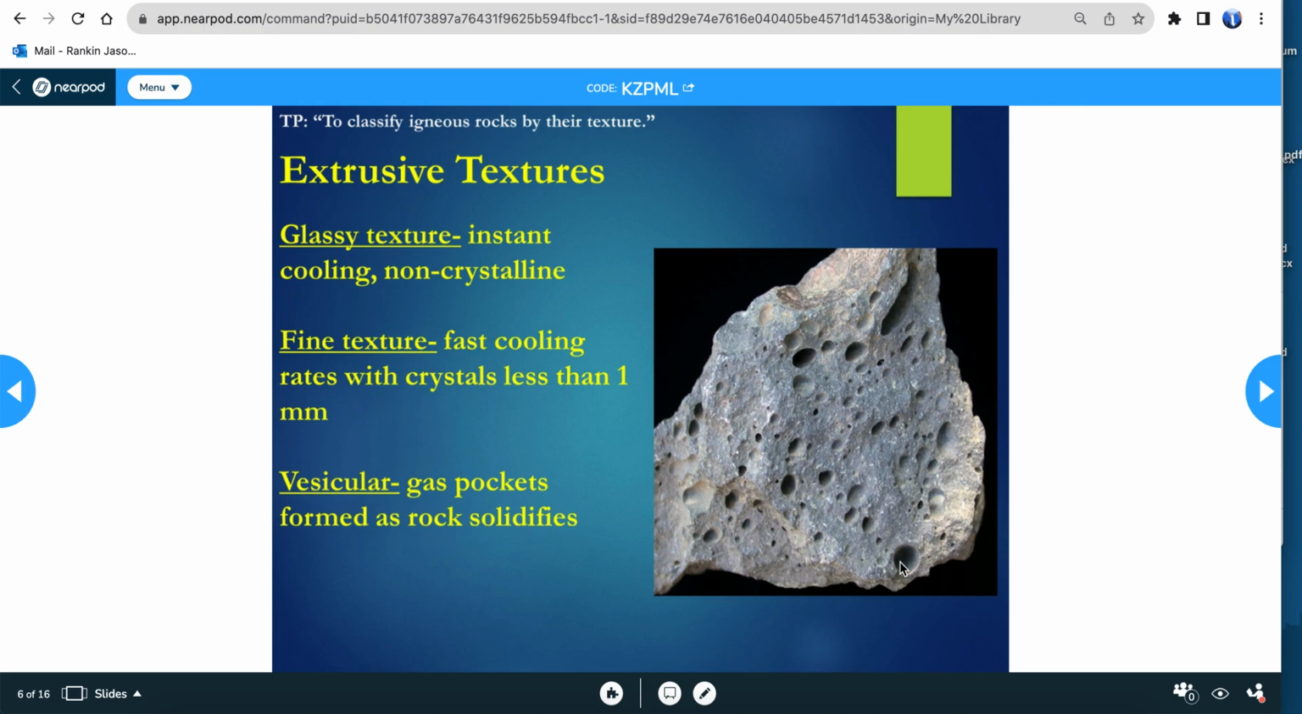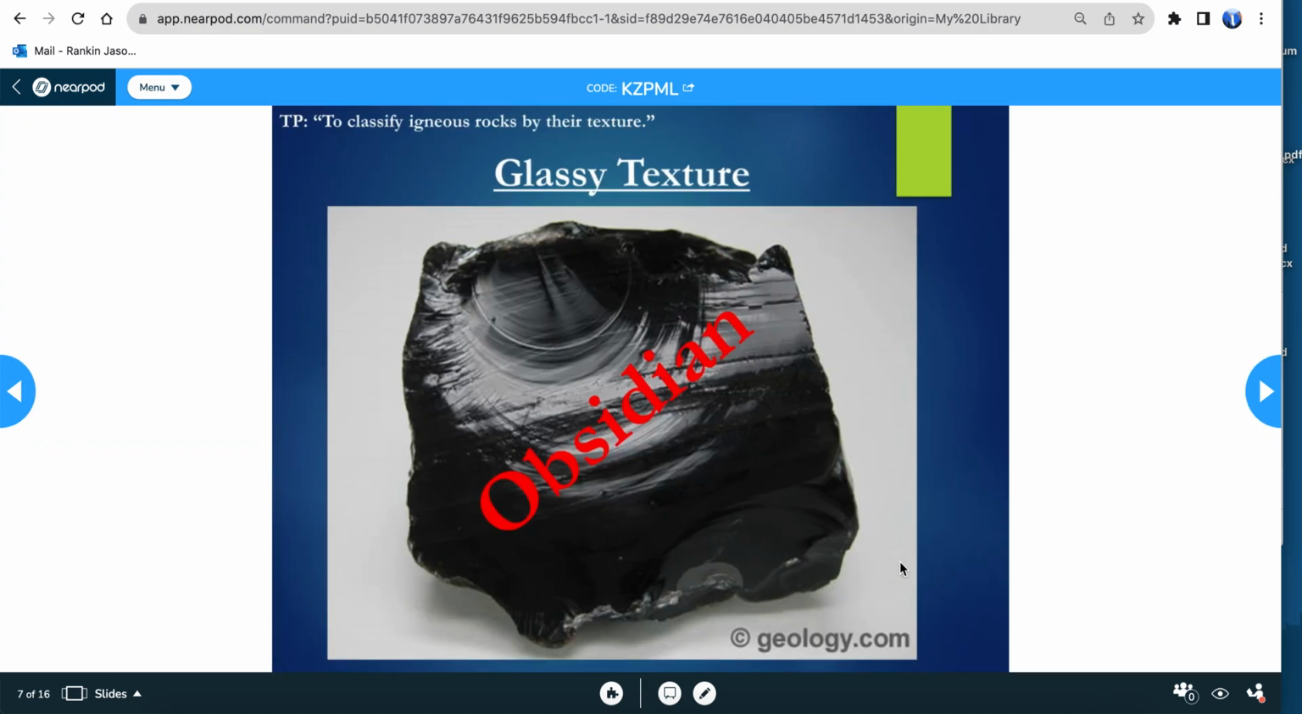All right, here are some examples. Glassy texture, obsidian. You'll have this rock sample in one of your labs for igneous rocks. This is a non-crystalline texture. The unique thing here is this. For obsidian, right now the surface here is dark, it's black. But if you were to get a hammer and break that in half and look at the insides, they are light in color.